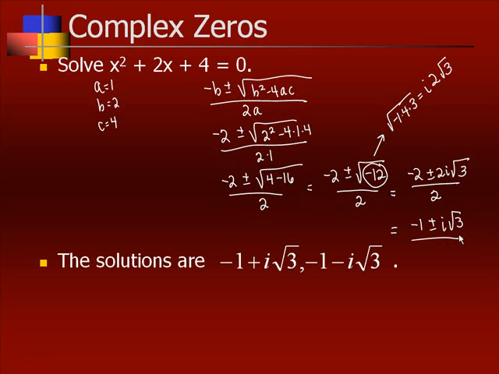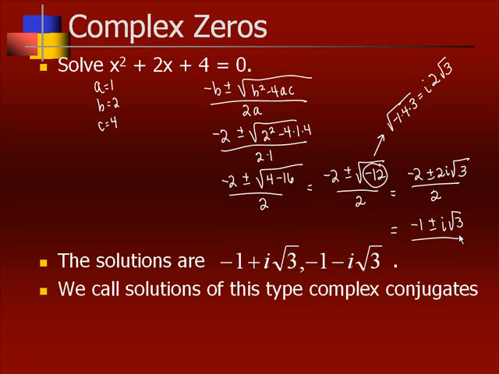Now, to enter this in MyMathLab, we're probably going to do negative 1 plus i square root of 3 and negative 1 minus i square root of 3. These are what we call imaginary solutions or complex zeros. We call the solutions of this type complex conjugates. Recall these are binomials where only the sign in the middle is different.